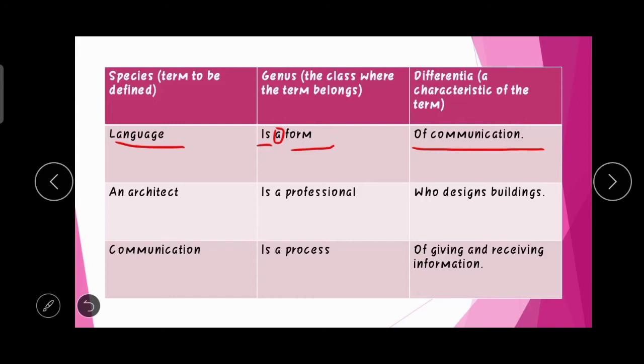Other examples: an architect is the species, is a professional is the genus, who designs buildings is the differentia. Communication, species, is a process is the genus, of giving and receiving information is the differentia.